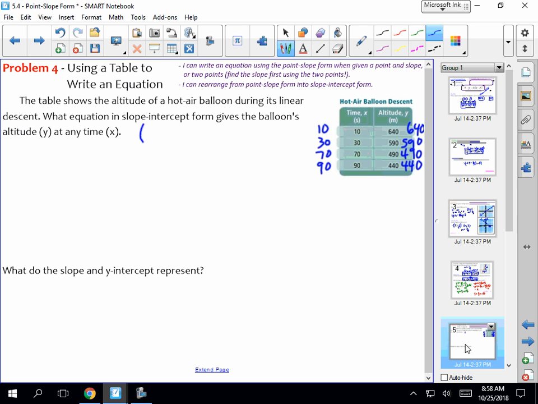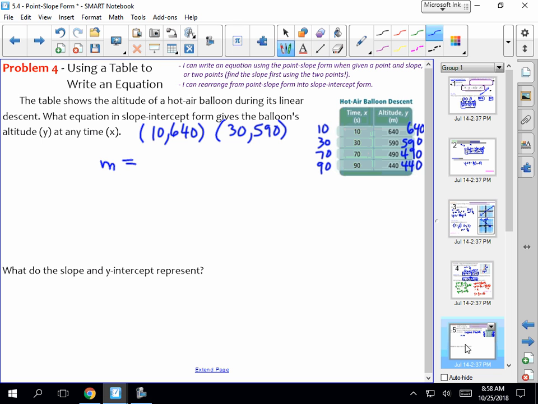So I'm going to take the (10, 640) and the (30, 590), and we're going to find the equation first in point-slope form and then change it to slope-intercept form, because they ask us to write it in slope-intercept form. So this is an alternate method from what I showed you the other day. So it works like this. First we have to find slope, which we have to find no matter which method we use.